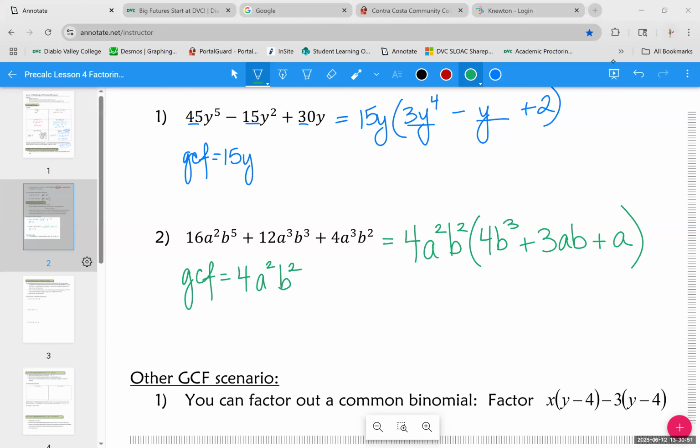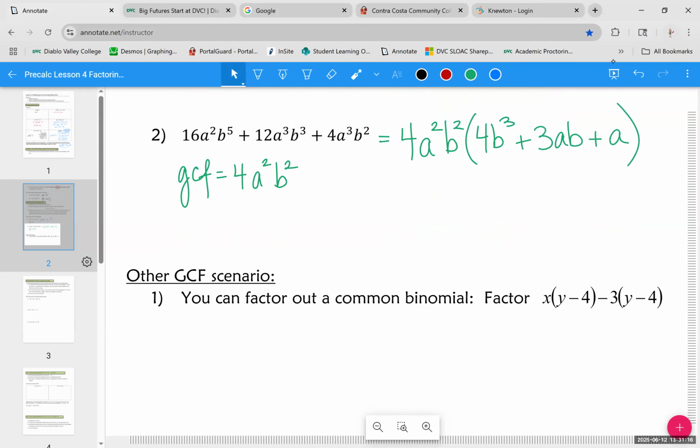All right, let's check and see how it went. I found my GCF to be 4a squared b squared. I pulled it out front, and what was left inside was 4b cubed plus 3ab plus a. I can always check this by distributing this back into here and make sure that my result ends up being what I started with. It's a great way to check.